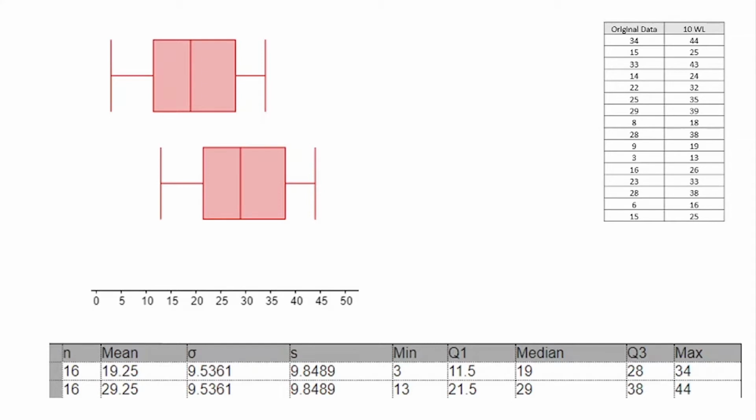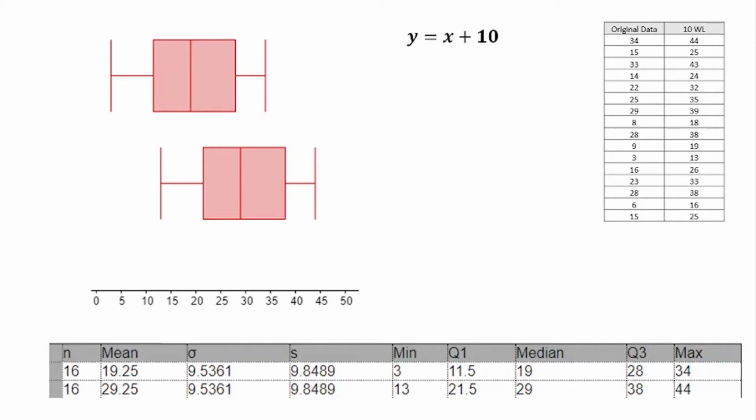I have some summary statistics along the bottom. Some of the values remain the same. Some of the values are going to change. The mean has increased by 10. The standard deviation is unchanged. The minimum value, the lower quartile, the median, the upper quartile, the maximum value, all of them have increased by 10. And hopefully that should make sense to you.